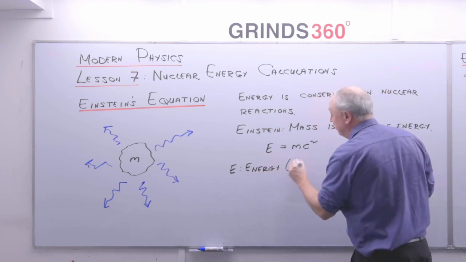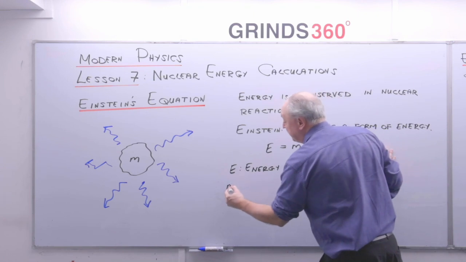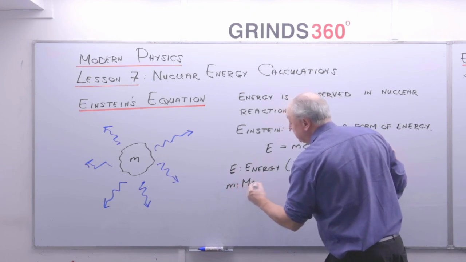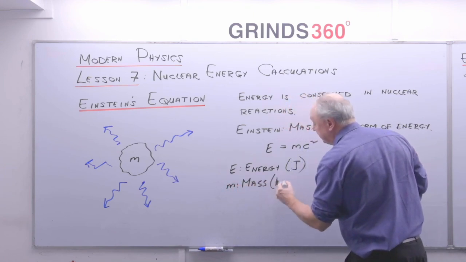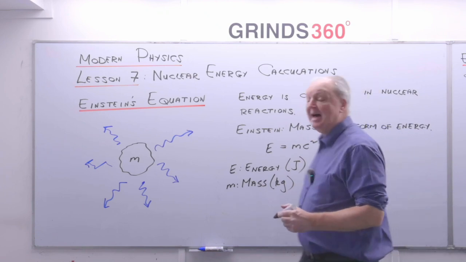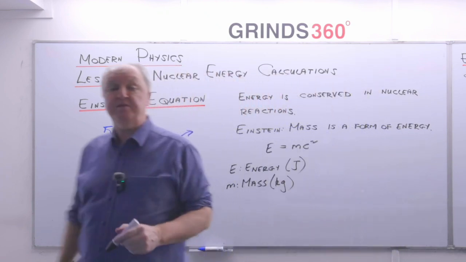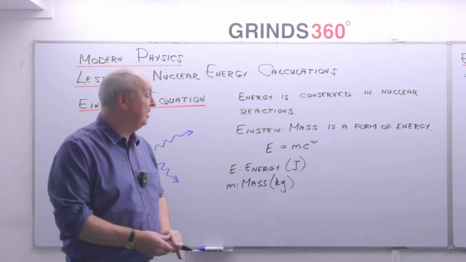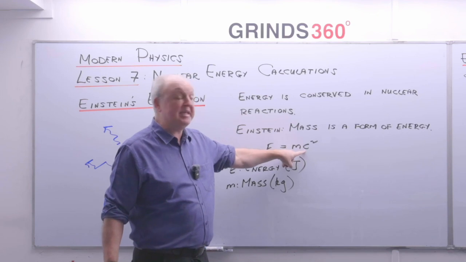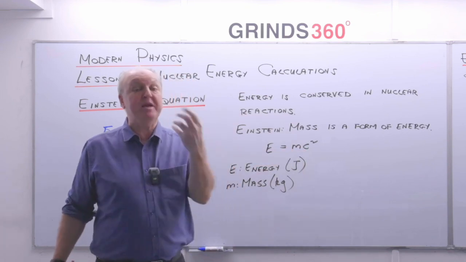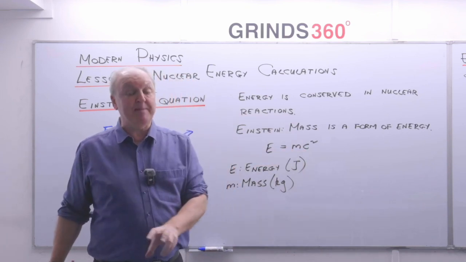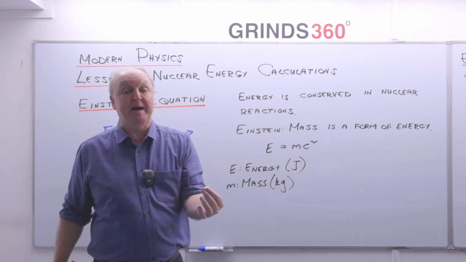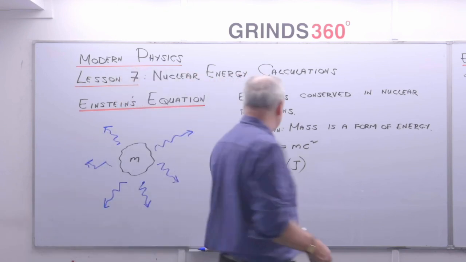Energy is measured in joules. M stands for the mass, and the mass is measured in kilograms. And c stands for the speed of light. Now the speed of light is a very big number, and you can see it's the speed of light c squared, which is an even bigger number. So the amount of energy you get by vaporizing even a small amount of mass will be enormous.